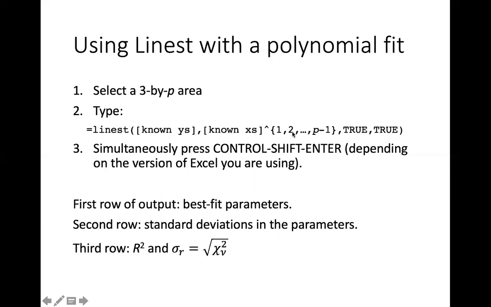If you wanted a third order fit, going up to x to the 3, then you would type 1, 2, 3, and then close your squiggly bracket. Okay, and then Excel asks you about these 2 parameters. Usually they're both true.